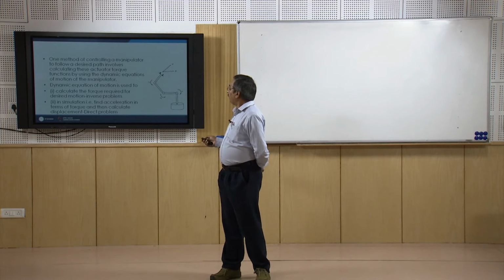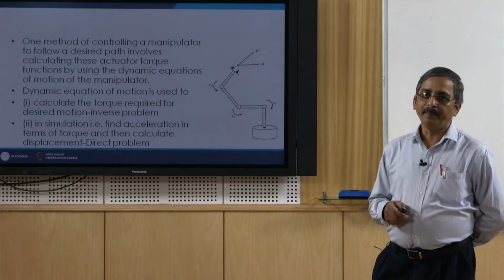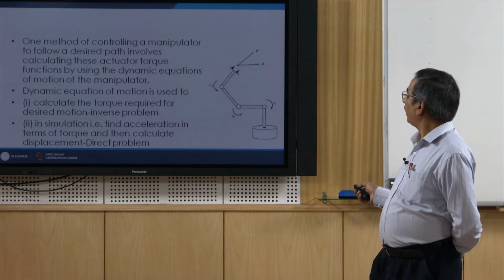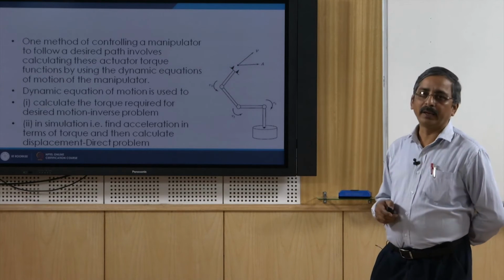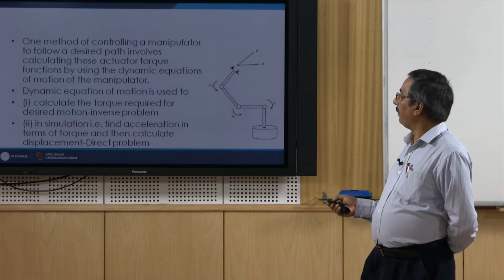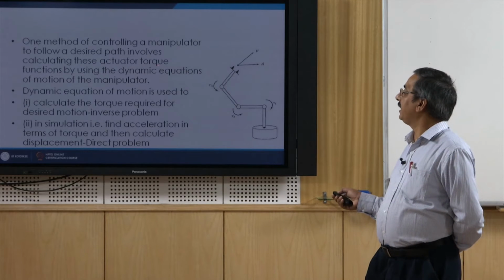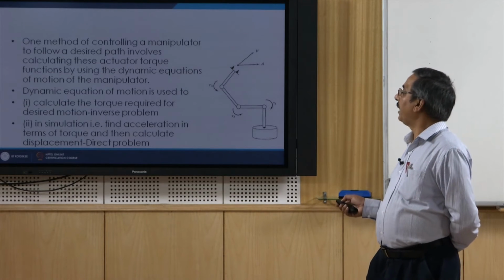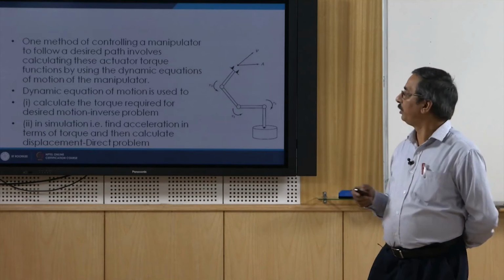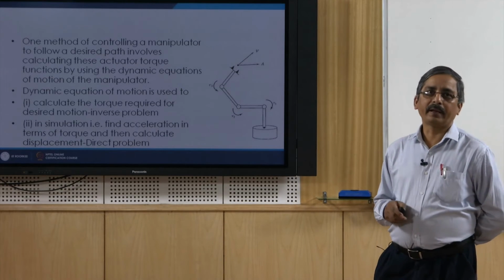Now, these manipulators, as I said, need to be controlled, because we want to apply an appropriate torque for a given trajectory to be followed by the manipulator. One method of controlling a manipulator to follow a desired path involves calculating these actuator torque functions by using the dynamic equation of the manipulator itself. If we do that, we can control the manipulator appropriately.